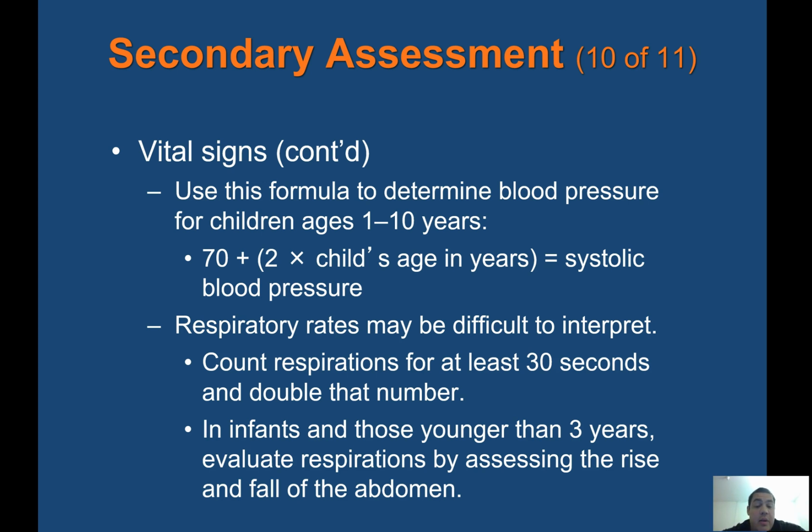So for assessing the systolic blood pressure, 70 plus 2 times the child's age in years. So if you've got a 5-year-old, it's 2 times 5, which would be 10, plus 70. So that'd be 80. So you're looking at a general guideline of 80 systolic. Anything higher than that is going to be good. And then anything lower than that, they might be considered hypotensive.